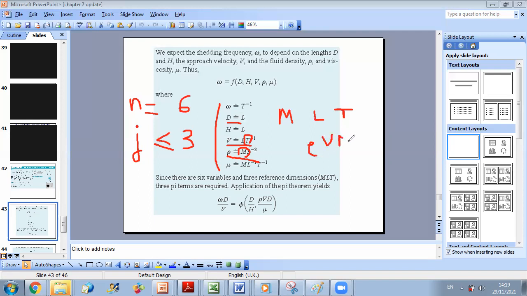Okay, then how many groups can I form, as expected in our analysis? The number of groups k is equal to n minus j, equals 6 minus 3, equals 3. So I can form 3 groups in this problem. The first group will be by combining omega with my 3 independent variables. The second group will be by combining h with my independent variables, and the third one will be by combining mu with my independent variables.